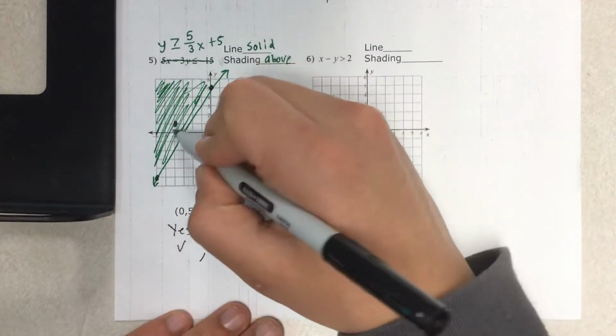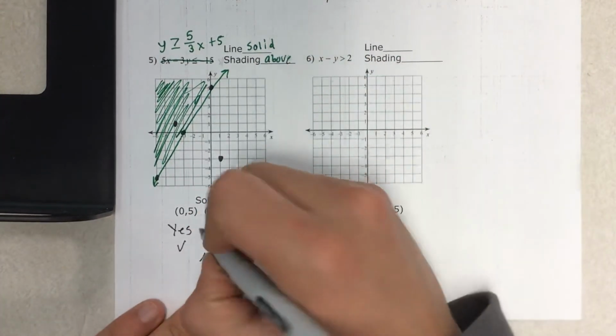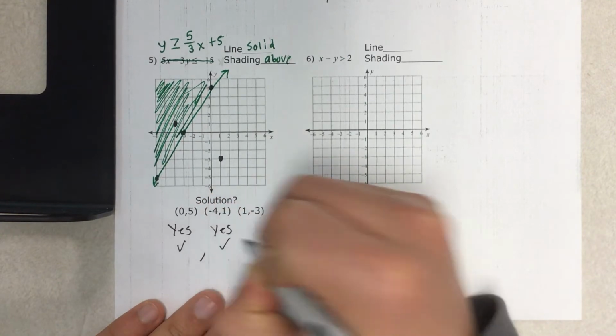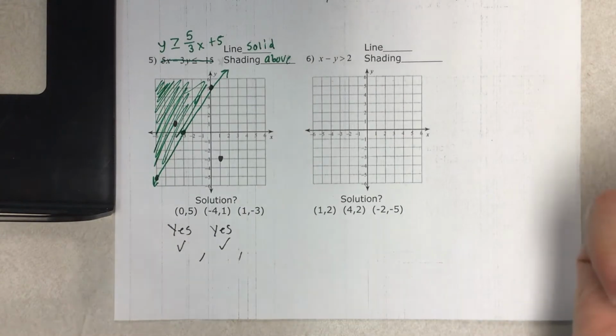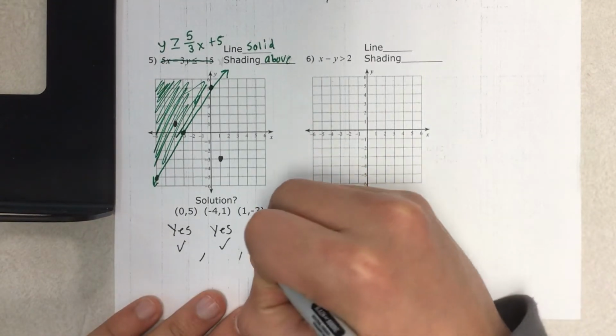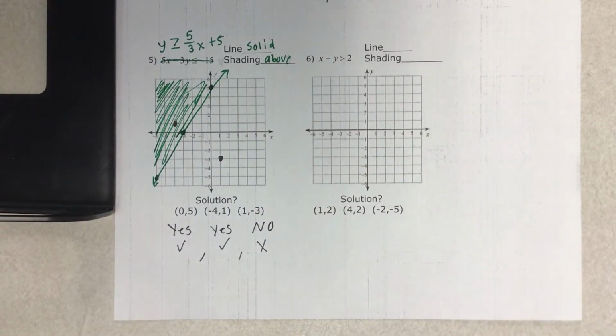Negative 4, 1, right in there, clearly in the shaded, yes, that is also a solution. And then 1, negative 3, all by itself, no shaded, not on a line, no, not a solution, okay? And now we're on to our last example.